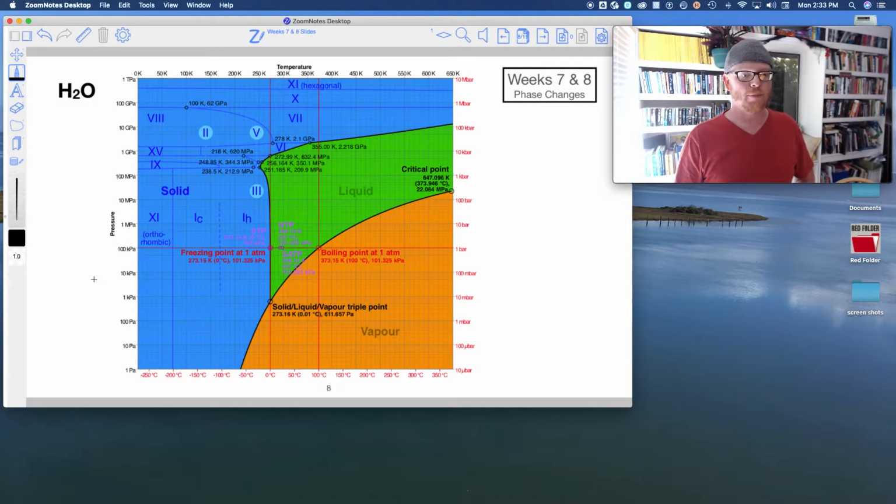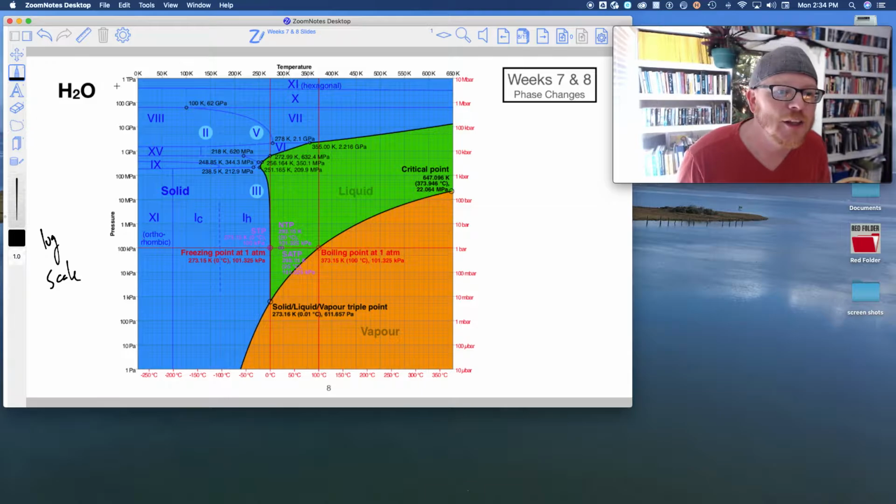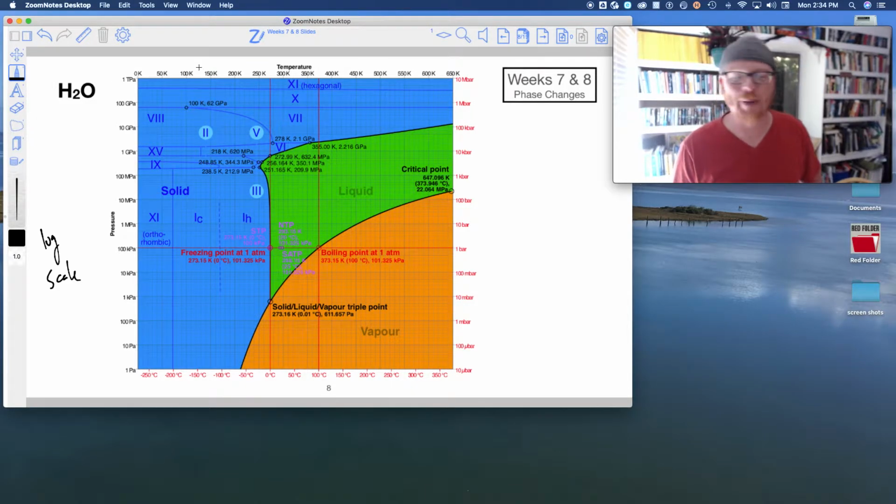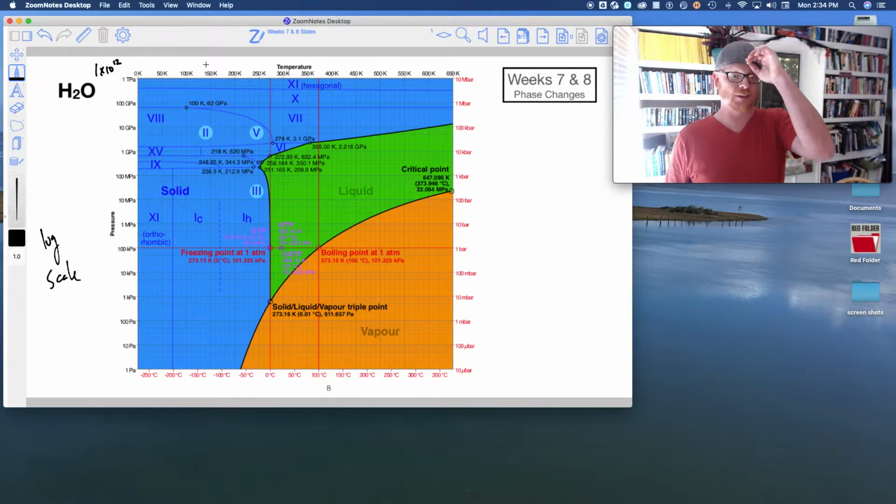Notice it is a humongous pressure scale. This is a log scale, going from 1 Pascal to 1 terapascal. That's 1 times 10 to the 12th pascals. That's a lot of pressure. That's 10 megabar of pressure.